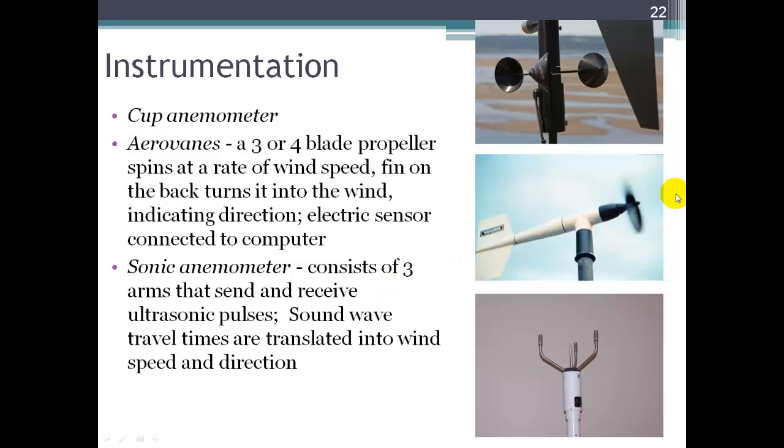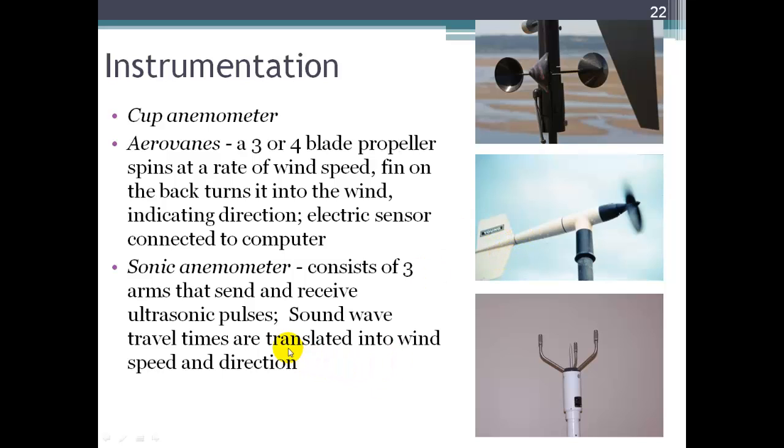You may have seen these. They have blades and a propeller up here and then a fin on the back. And so the propeller is measuring wind speed, and then the fin is able to turn into the wind. So it also indicates wind direction. So we get both things, wind speed and wind direction, with one of these aerovanes.